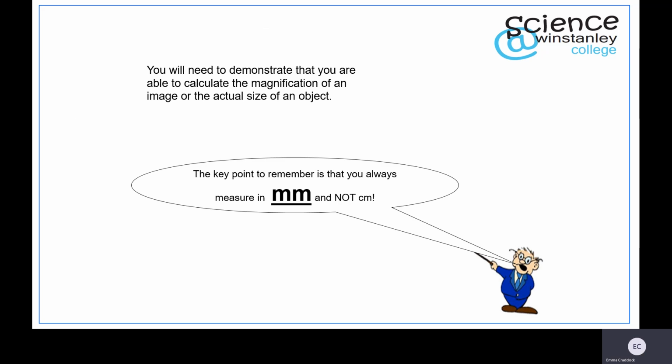You will need to demonstrate that you are able to calculate the magnification of an image or the actual size of an object. To do this, the easiest thing that you need to remember is to always measure in millimeters. Do not measure in centimeters. I will show you on the next slide why this is.